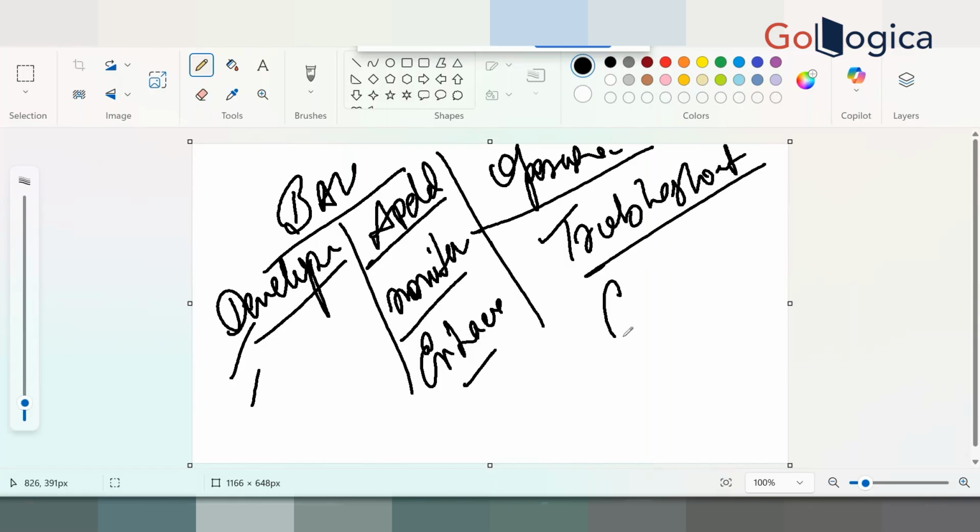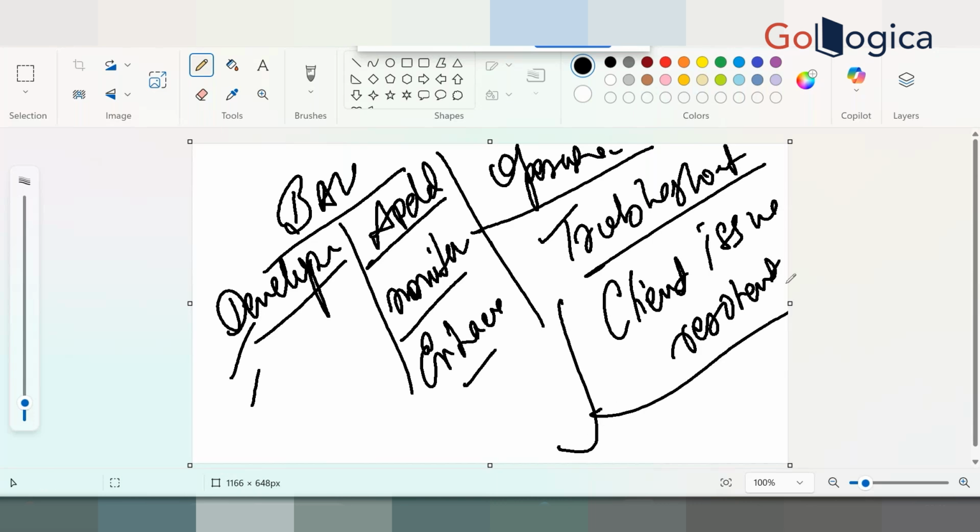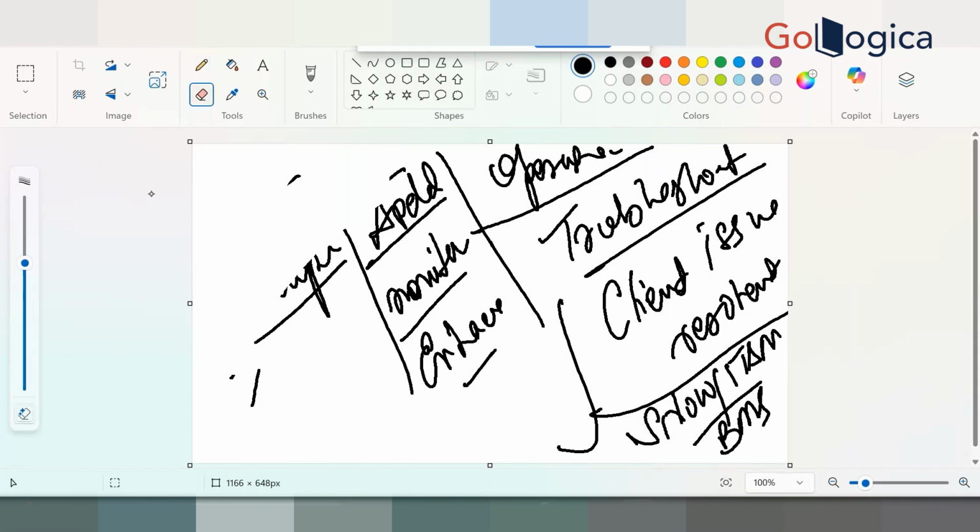Okay, that means the client issue is resolved, either with the help of any kind of ticketing tool like ServiceNow ITSM or BMS, any kind of tool. So after the implementation, all these kinds of activities come into the picture. This is how a project is run in the industry. We came across these kinds of activities in the Okta project also.